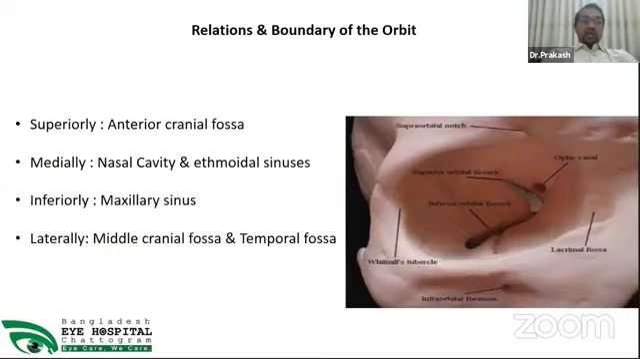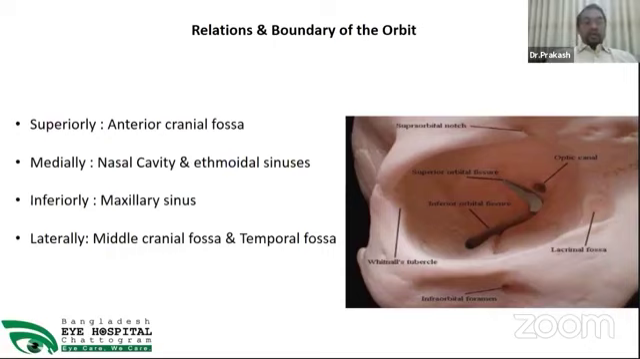As you know, the orbit is surrounded by some vital structures. Superiorly, it is related to the anterior cranial fossa, and medial to the orbit, there is the nasal cavity and ethmoidal sinus. Inferior to the orbit, there is the maxillary sinus, and laterally, the orbit is related to the middle cranial fossa and temporal fossa.